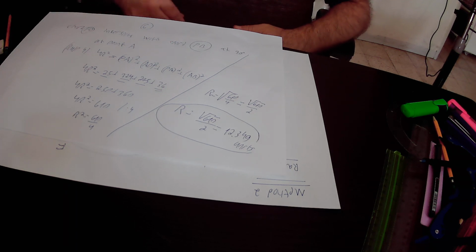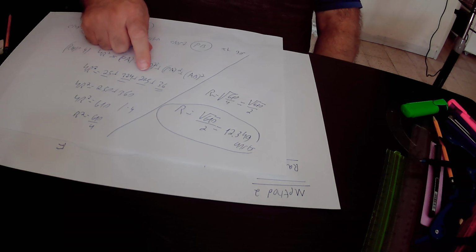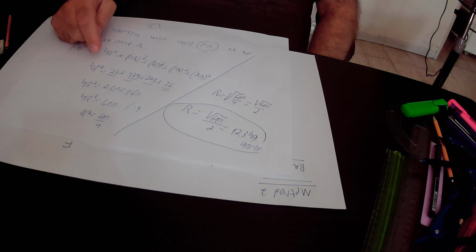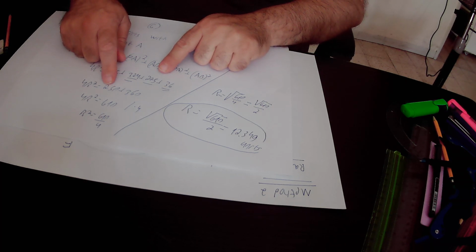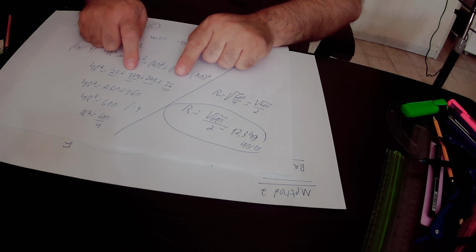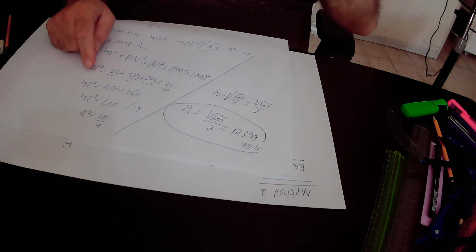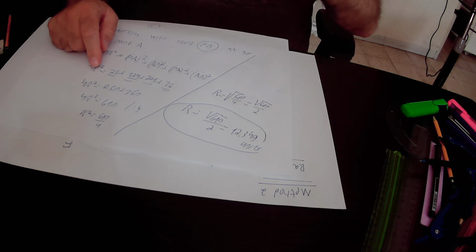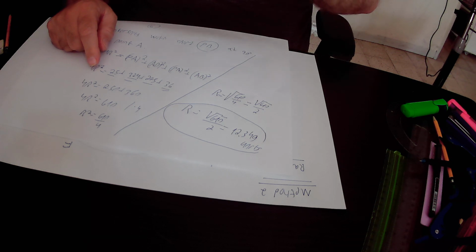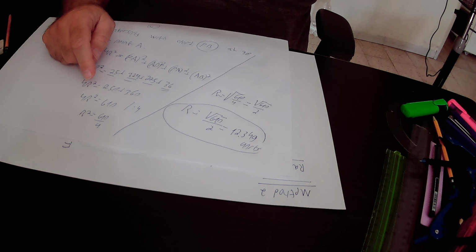In conclusion, 4R square equals 25 plus 324 plus 225 plus 36. That is to say, 25 plus 225 is 250, and 324 plus 36 is 360. So 4R square equals 250 plus 360, which is 610. In conclusion, 4R square equals 610.